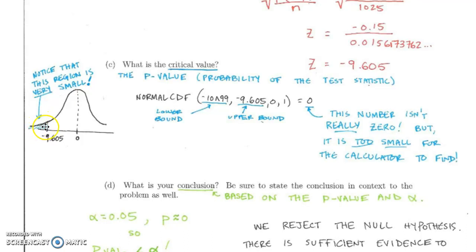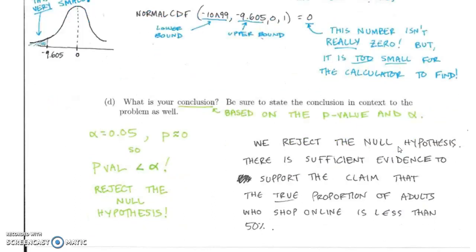This is the region of probabilities that give me the chance of getting negative 9.605 as our z value or less than that. The calculator can't do it. The calculator just finds a value of 0. I mean, there's space here for sure, but it's too small for the calculator to find, which means it's very, very improbable of us getting that value from the study that we did.